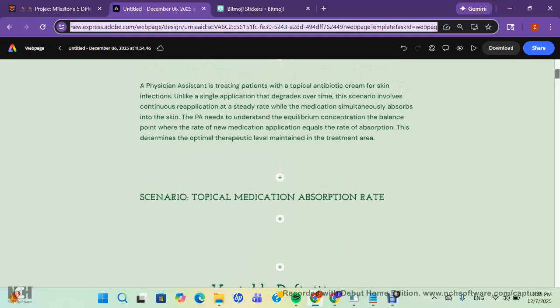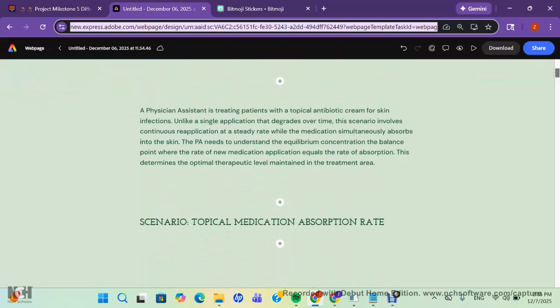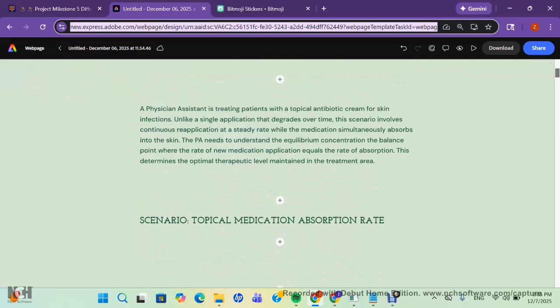So let's see the scenario first. Imagine a physician assistant is treating a patient with a skin infection using a topical antibiotic cream. The PA continuously reapplies the medication at a rate of 75 milligrams per square centimeter per hour. At the same time, the patient's body is absorbing that medication into deeper skin layers. The absorption rate is proportional to how much medication is currently present, specifically 30% concentration is absorbed each hour.